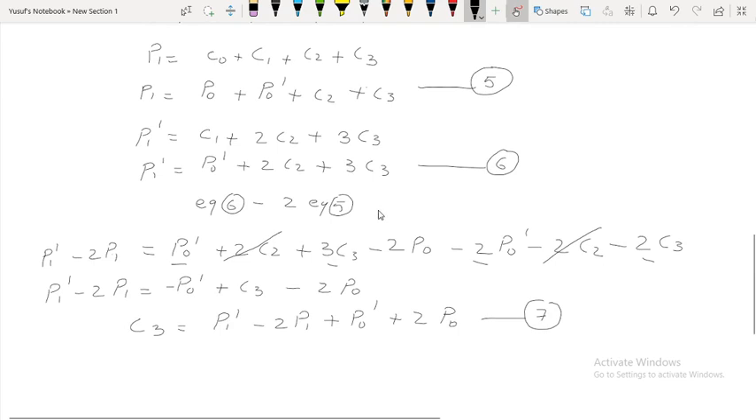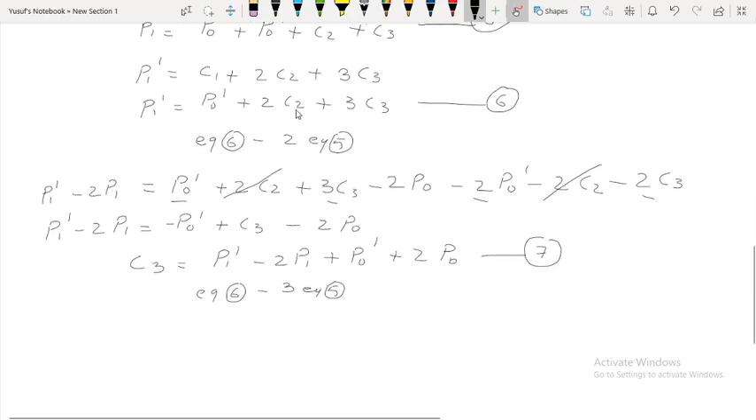So same equation we will write: equation 6 minus 3 times equation 5. If I multiply equation 5 with the coefficient 3 and subtract from 6, then C3 will get cancelled and we'll get the value of C2. So same equation I have to write.